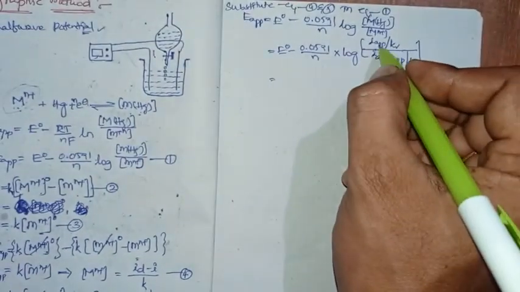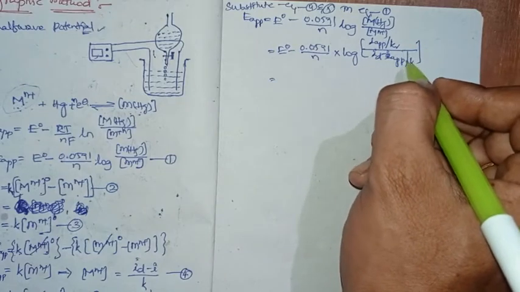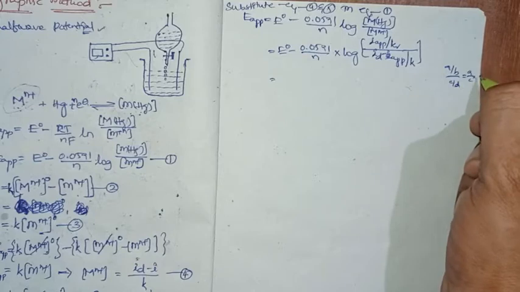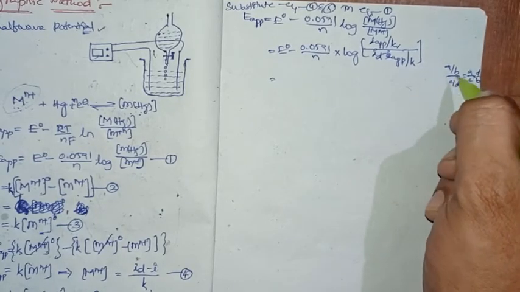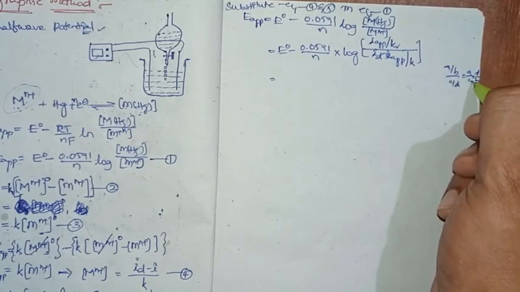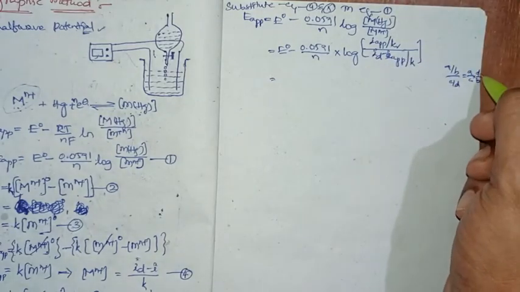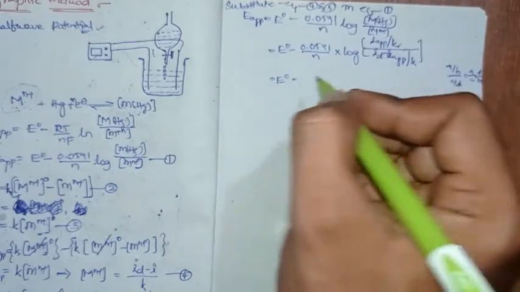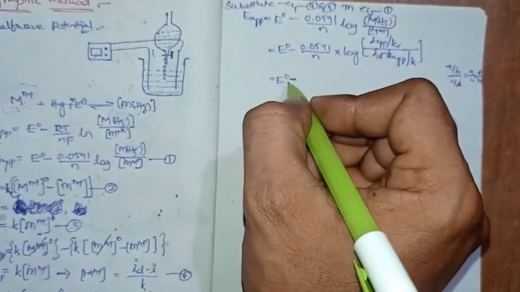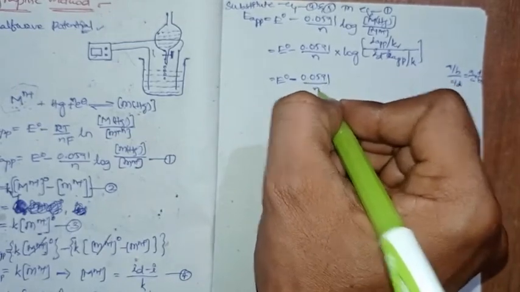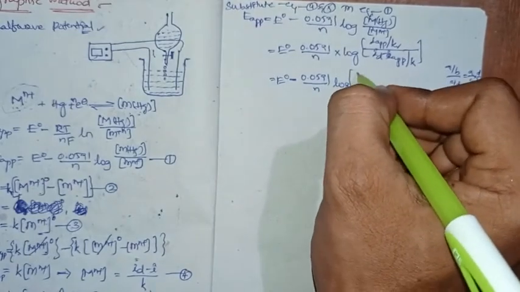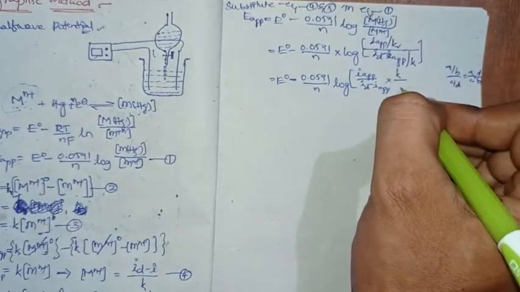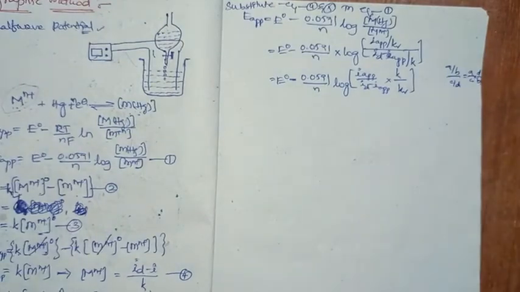So here the ratios: we know that A by B divided by C by D can be written as A by C times D by B. The numerators keep the ratio A by C, and the denominators exchange as D by B. Applying that, E applied equals E naught minus 0.0591 by N times log of I applied divided by Id minus I applied, times small k by small kr. That is equation number 6.